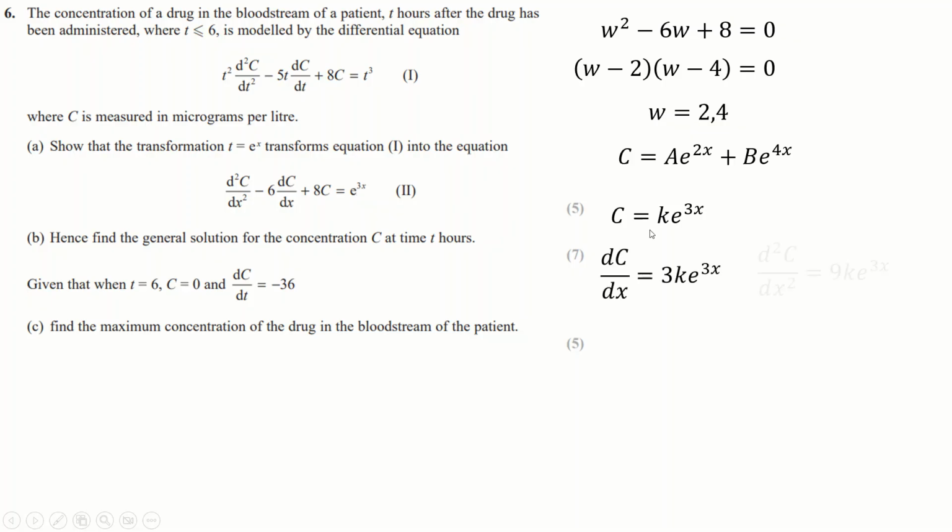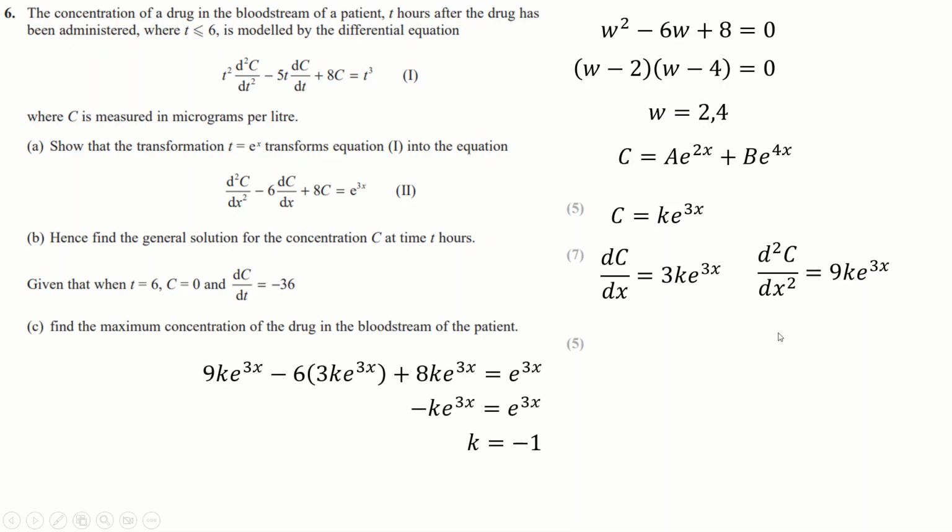Differentiate this a couple of times and then substitute it into here to actually solve for k. And we get k as -1. And we tag this -1 e to the 3x on the end of this. So it's particular integral plus complementary function, I guess. And we get our general solution there.